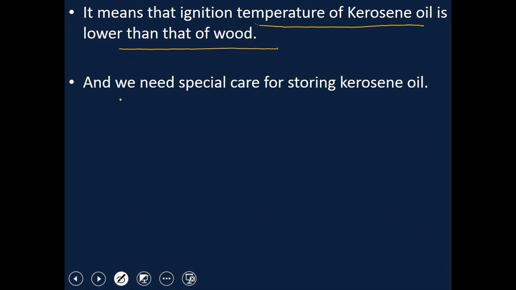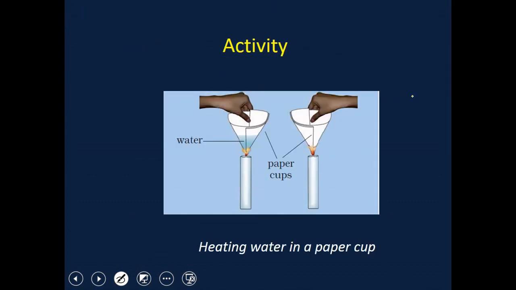So we need special care for storing kerosene oil. Not only kerosene oil, all the inflammable substances like petrol, kerosene, diesel, we need to take special care for storing them. Children, here we have one activity. I just want to explain this activity to you. We have taken 2 paper cups. These 2 paper cups you can make simply by folding the paper.